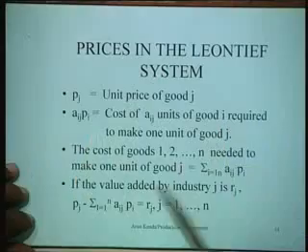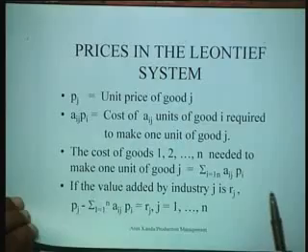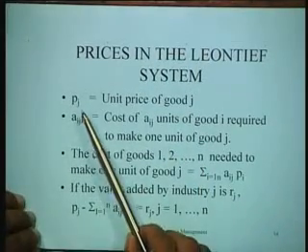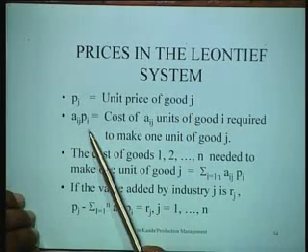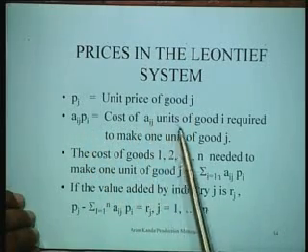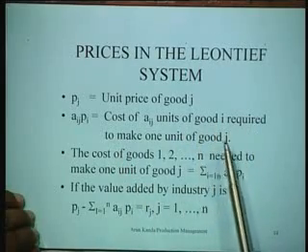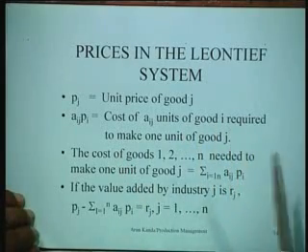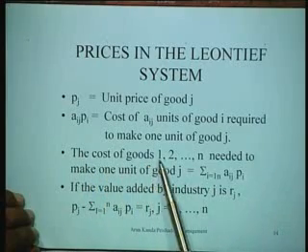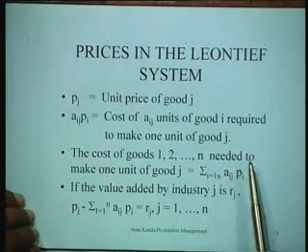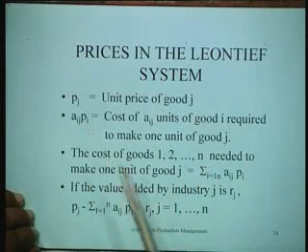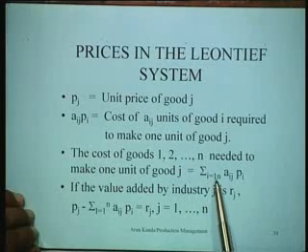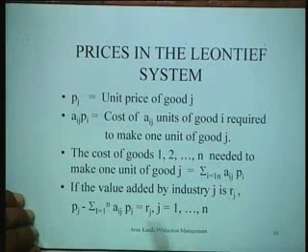The second aspect of this model is the prices in the Leontief system. If Pj is the unit price of good J, then Aij Pi would be the cost of the Aij units of good I required to make 1 unit of good J. Simple. And therefore the cost of goods 1, 2, 3 and so on up to n needed to make 1 unit of good J would be the summation from I equal to 1 to n of Aij Pi.